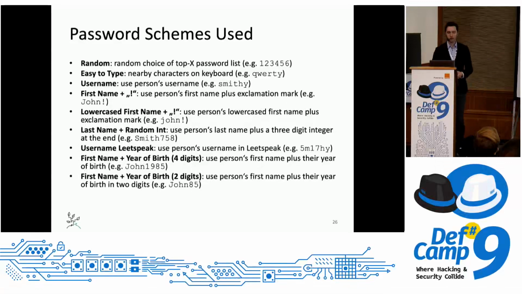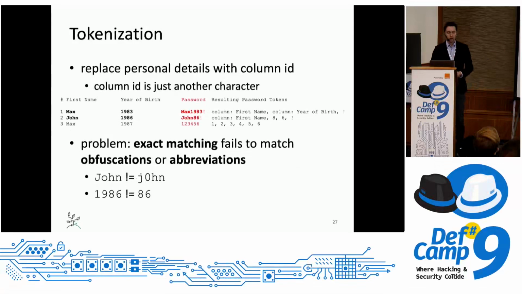Then I created a random data set. And we have to talk about tokenization. In the last example here, you see we have a data set, first name, year of birth, and the password is just 1, 2, 3, 4, 5, 6. In this case, there is no personal information involved, so it just learns 1, 2, 3, 4, 5, 6. But in the first example here, we have Max 1983, and that's actually used in the password.